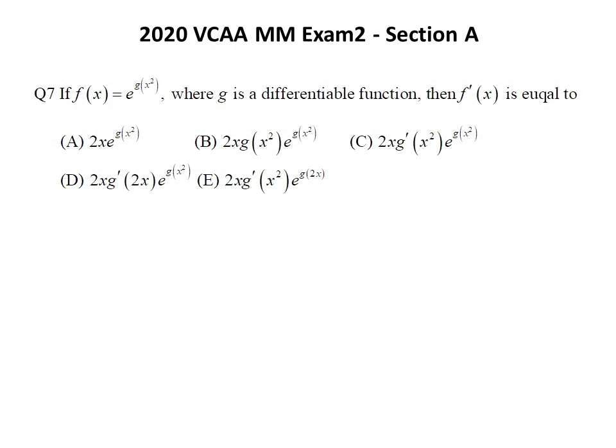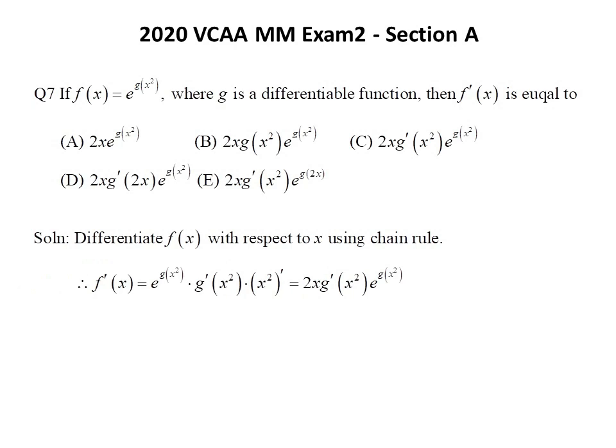As can be seen, based on the function f of x equals e to the g of x squared, where g of x is a differentiable function, question 7 is to identify its derivative function f prime of x from the 5 given choices. According to the rule of f of x, its derivative function may be obtained by applying the chain rule.